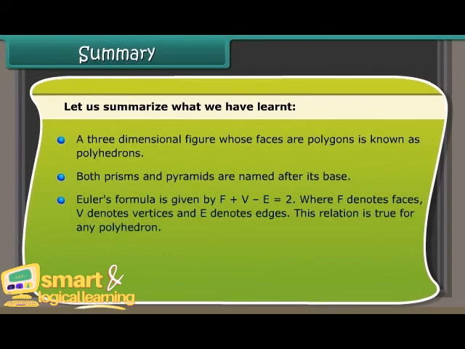Euler's formula is given by F + V - E = 2, where F denotes faces, V denotes vertices and E denotes edges. This relation is true for any polyhedron.